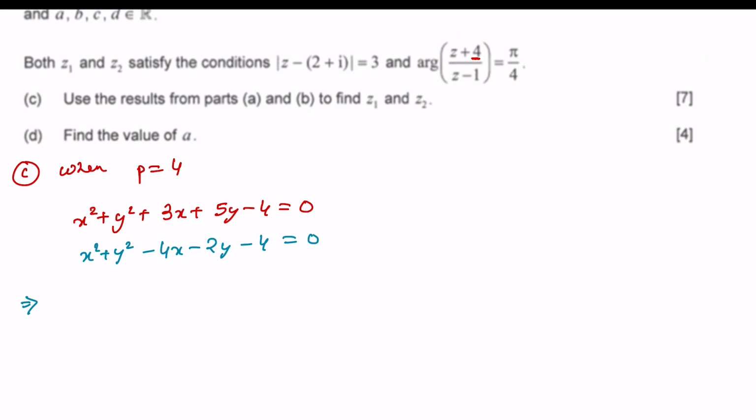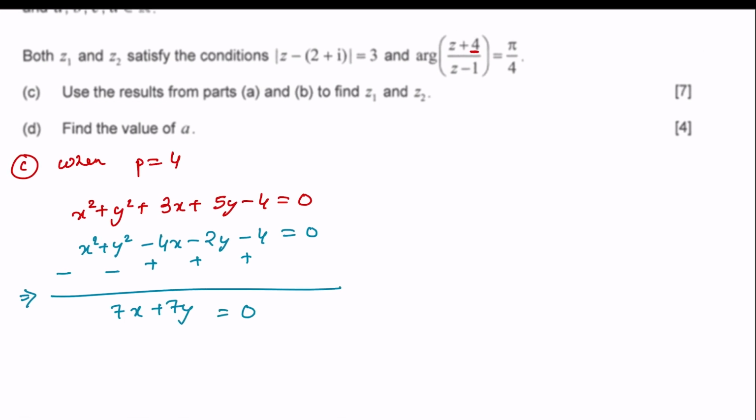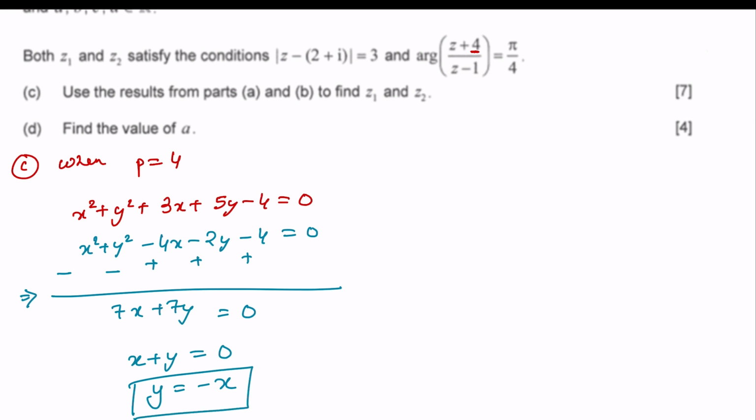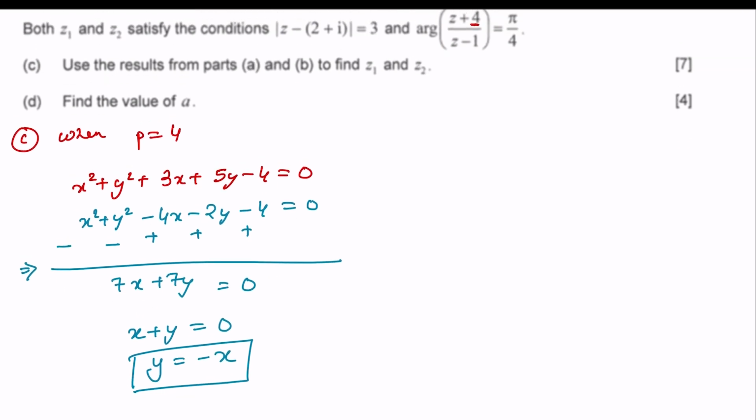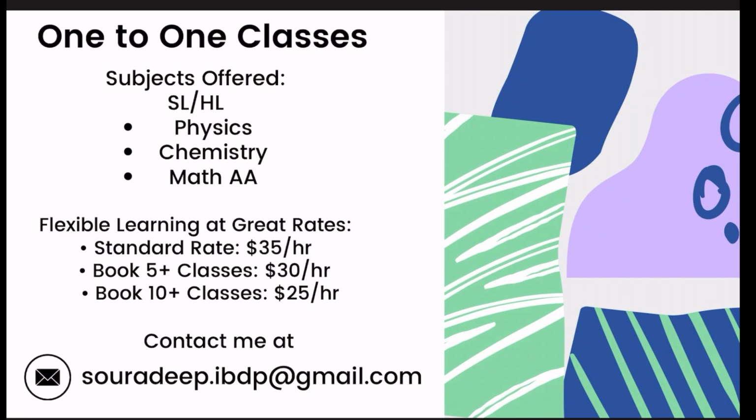Now, from here, what we can do is just subtract these equations. x squared minus x squared is 0, y squared minus y squared is 0. 3x plus 4x is 7x, 5y plus 2y is 7y, and minus 4 plus 4 is 0. So from here, x plus y will be equal to 0, and I can also write it as y equals negative x. This is the equation which I derived from subtracting these two equations. Now I just have to put it in any one of the equations and solve, and I'll be done. So I can plug it in the first equation: x squared plus minus x squared plus 3x plus 5 times minus x minus 4 equals 0.